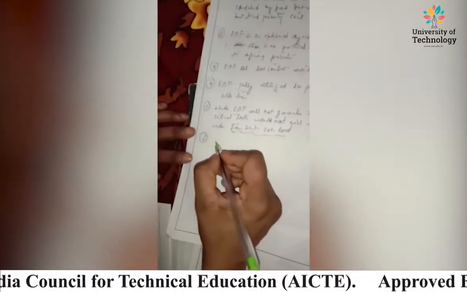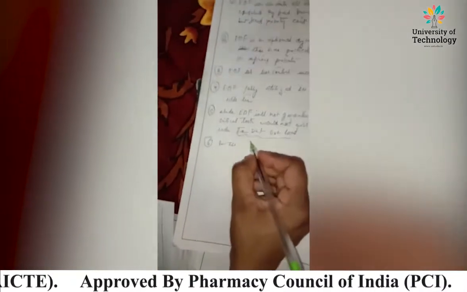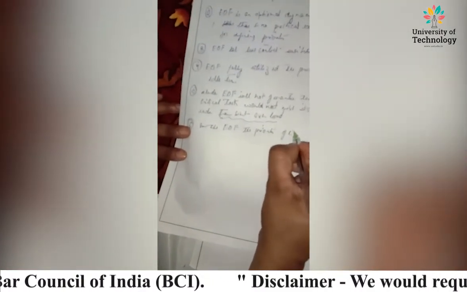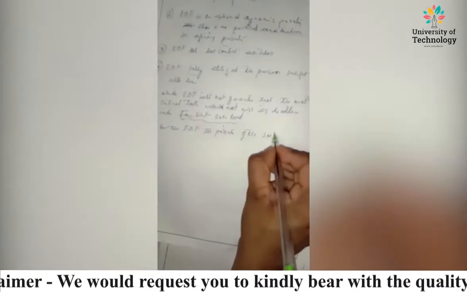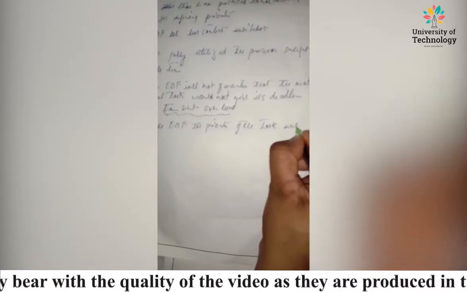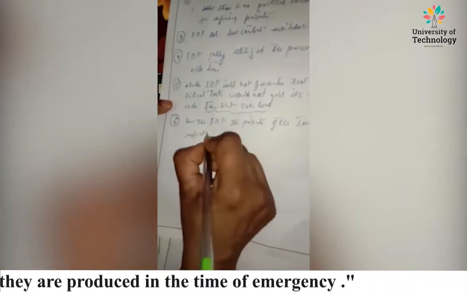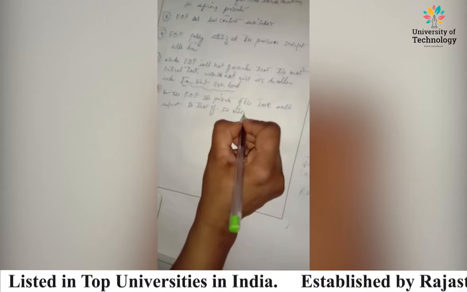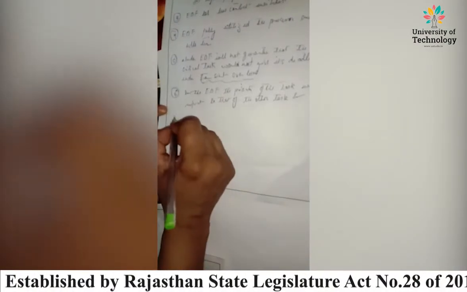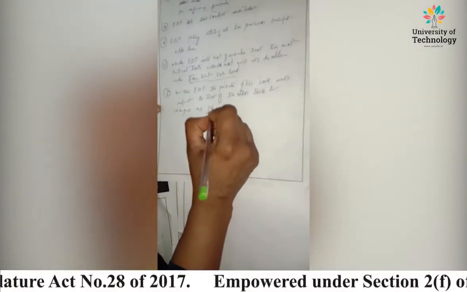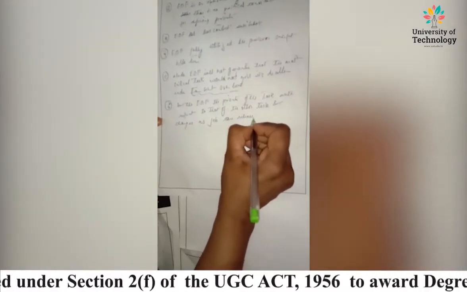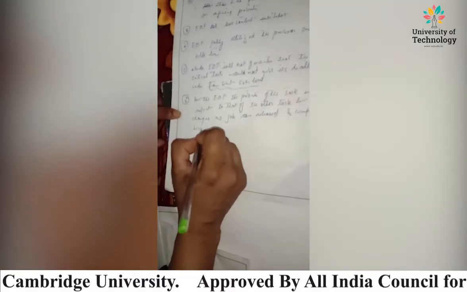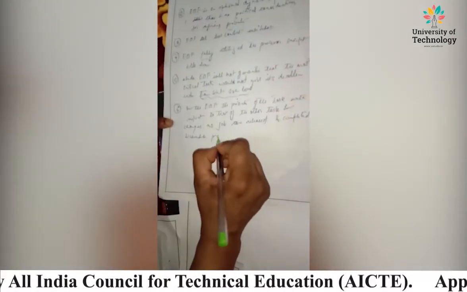Now next, point number 6: in EDF, the priority of the task with respect to that of the other tasks changes as jobs are released and completed. Why? Because preemption is allowed.